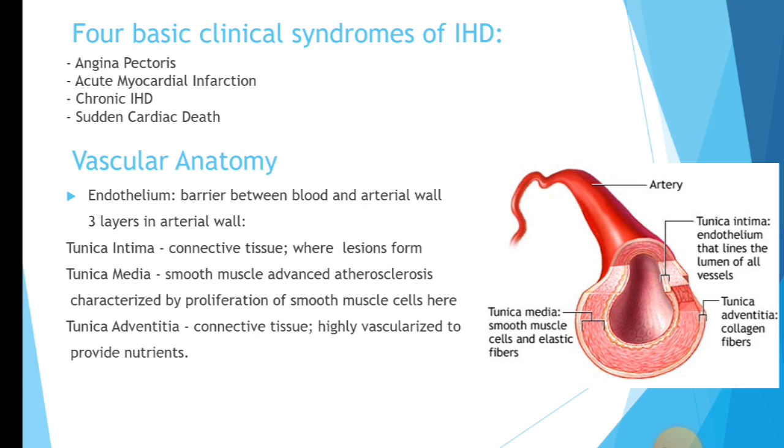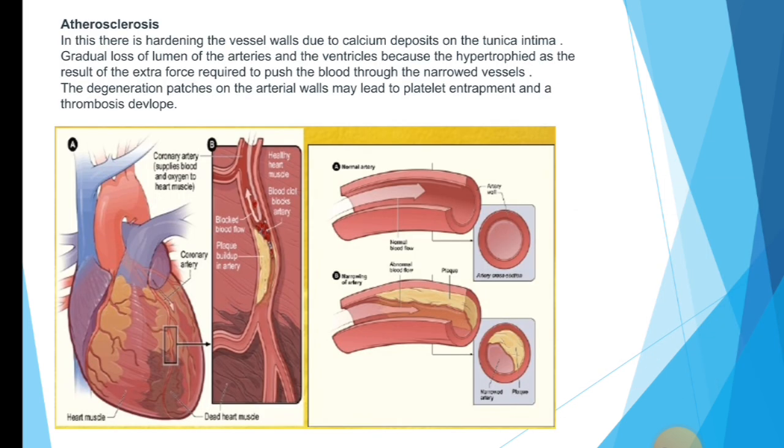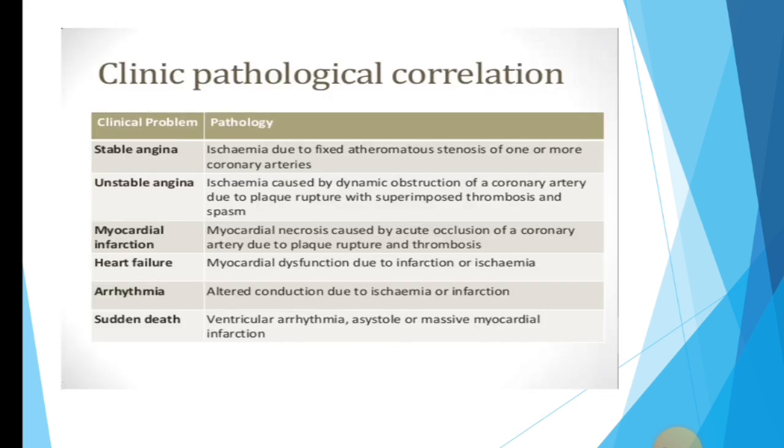Vascular anatomy: the endothelium is a barrier between blood and the arterial wall. There are basically three layers: tunica intima, media, and adventitia. In atherosclerosis there is hardening of vessels due to calcium deposits in the tunica intima and gradual loss of lumen of arteries, and the ventricles become hypertrophied as a result of the extra force required to push the blood through the narrowed vessel. This can lead to platelet entrapment or thrombosis. In this figure one can see the plaque formation.